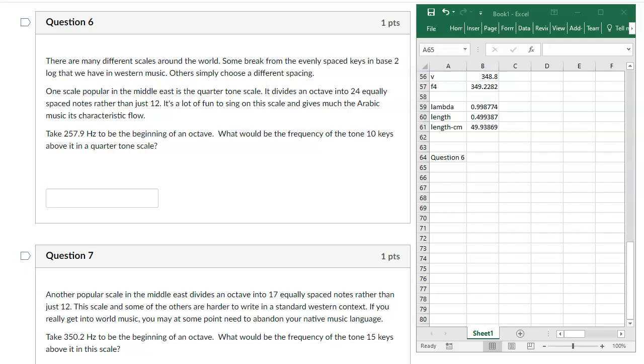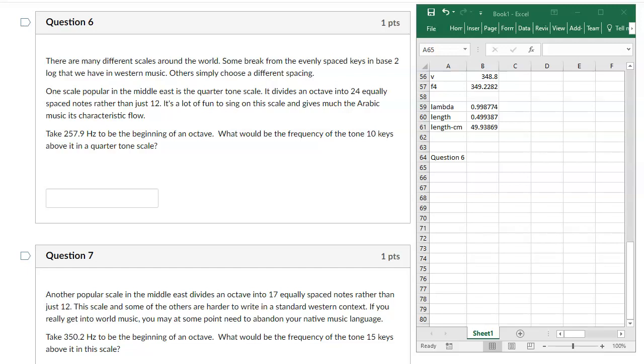In question 6, we begin exploring some different scales that exist out there. There are a number of scales that don't follow the pattern ours does, and by the pattern ours does, I mean we've equally divided in log space. We've equally divided an octave into 12 different pieces. Well, there are a couple of scales out in the Middle East that do the same thing.